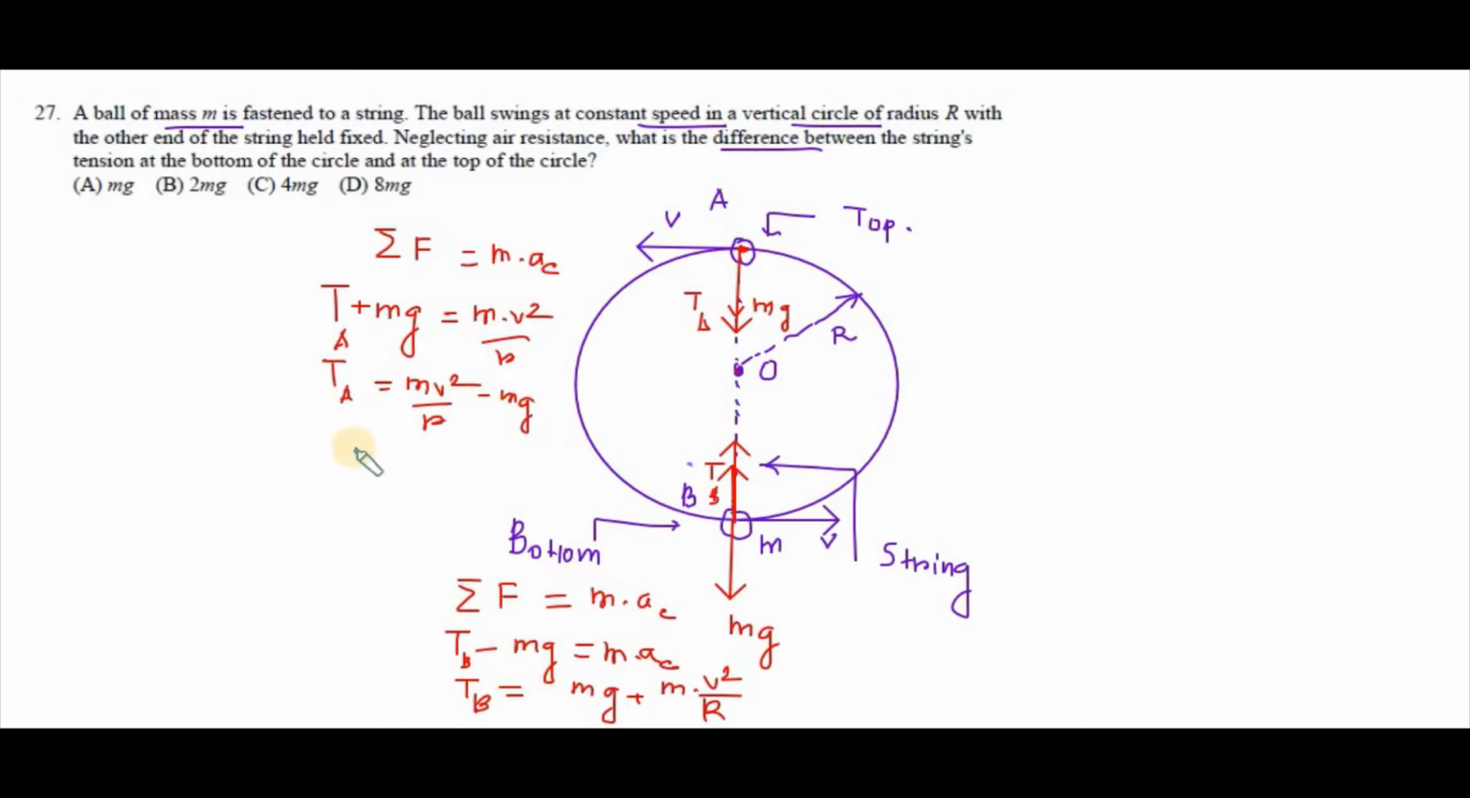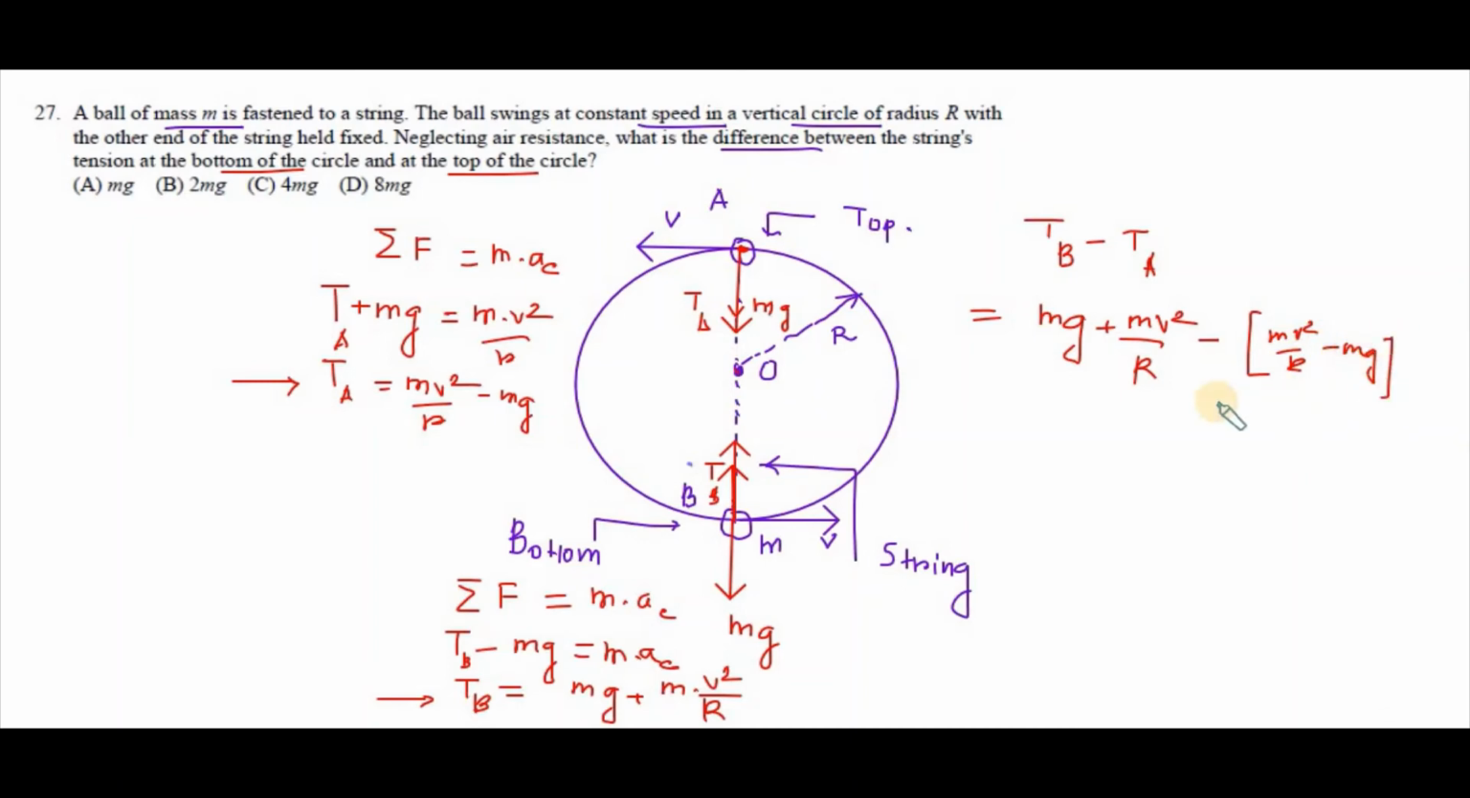Now we have got the expressions of TA and TB. We have to find the difference between the tensions at the bottom of the circle and the top of the circle. So it's TB minus TA. The expression of TB is mg plus m v square by r, and the expression of TA is m v square by r minus mg. Now if we remove the brackets, mg plus m v square by r minus m v square by r plus mg, so m v square by r gets cancelled, and it becomes 2mg. That means the difference is 2mg.